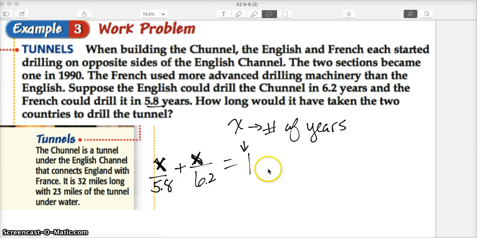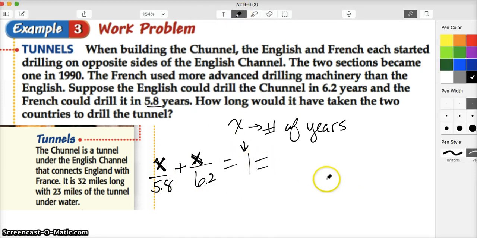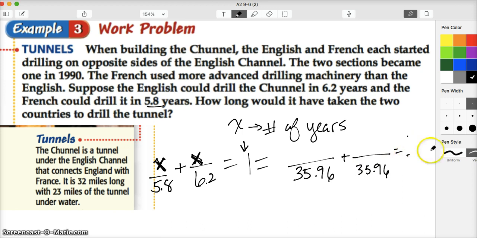All right, so with that, what we need is a common denominator. This isn't the least common denominator, but I'm just going to use a common denominator of multiplying both of these together. When I multiply them together, I get 35.96 as the product of 5.8 and 6.2. So that'll be my common denominator for this equation, 35.96, and that's equal to, again, 35.96. We want all of the denominators to be the same.